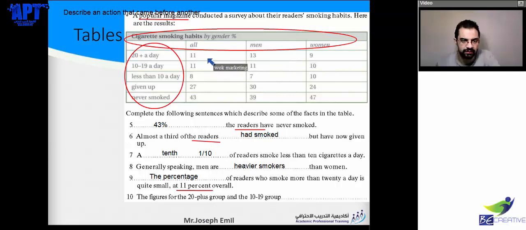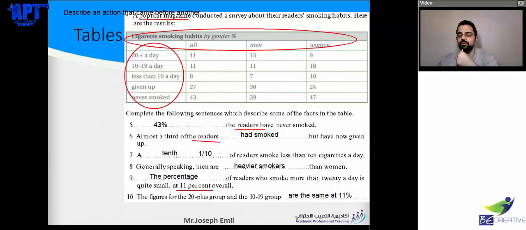The figures for the 20 plus group and the 10-19 group are the same at 11%. Of course, we're talking about the general or all, okay? Are the same at 11%, something like that.